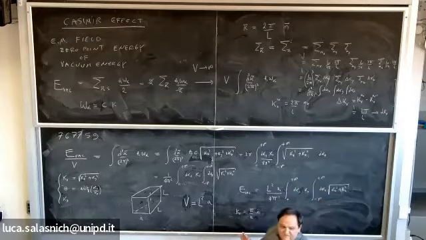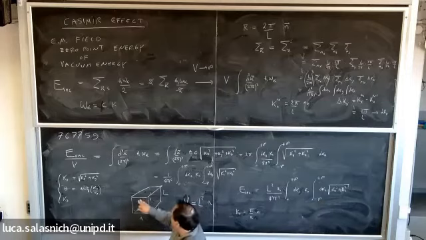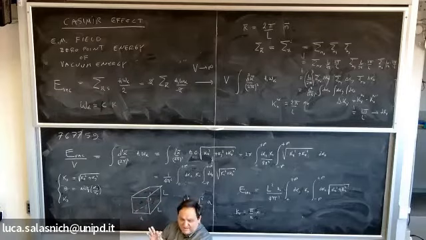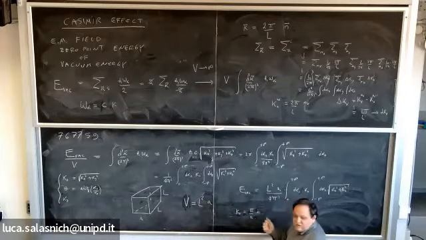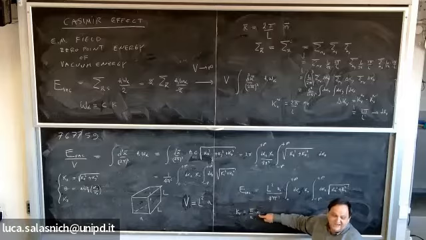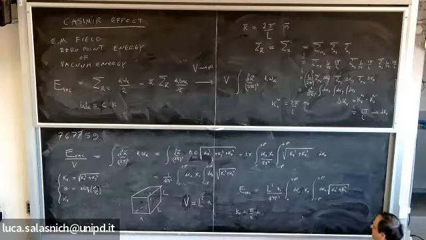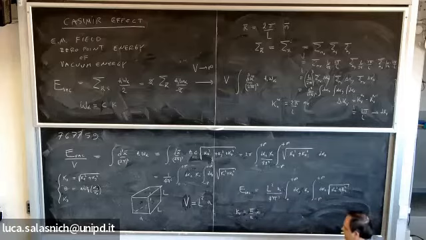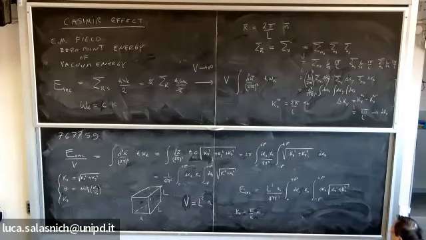Actually, the only difference from having empty and having these two parallel plates inside is the fact that the boundary condition will change. And in particular, instead of having n real, you will have n integer. But here is real. Here still is real. And so I simply do the change of variable.